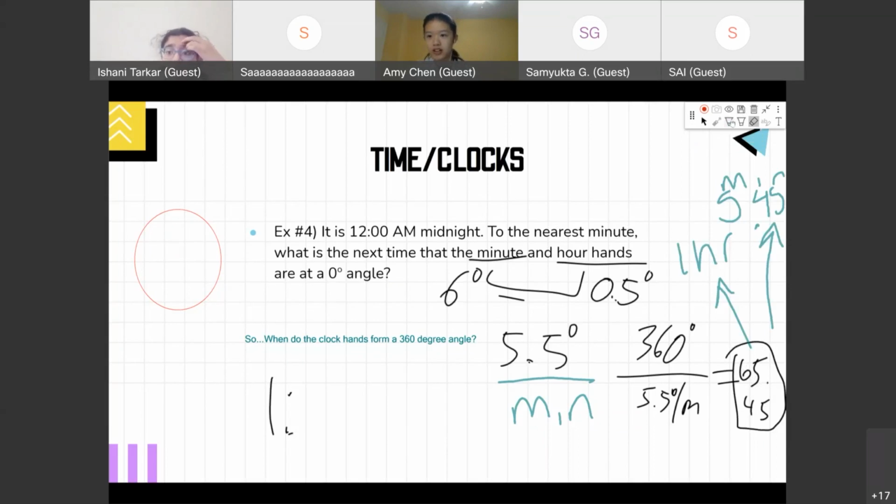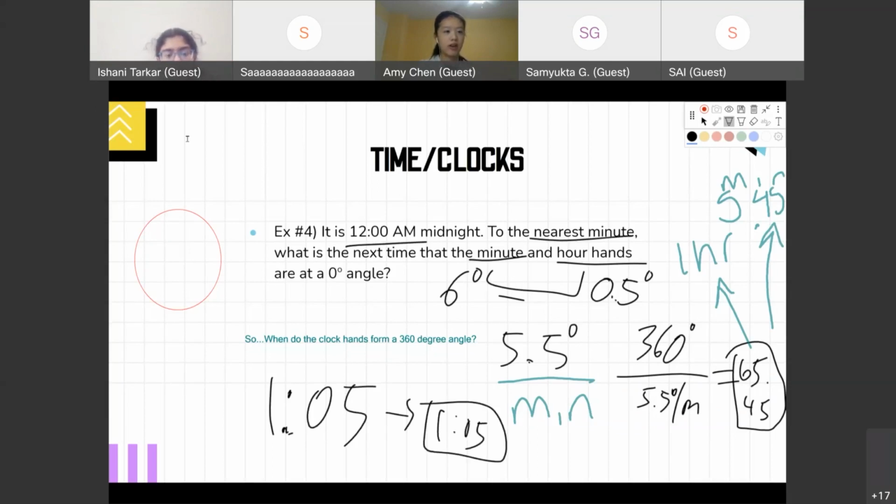So 1 hour, and then 5 minutes and a portion of a minute, but it says to the nearest minute. So this is just 60 minutes plus 5 minutes, so it's 1 hour and 5 minutes. And since we're starting at 12 o'clock, this is just going to go to 1:05 a.m.